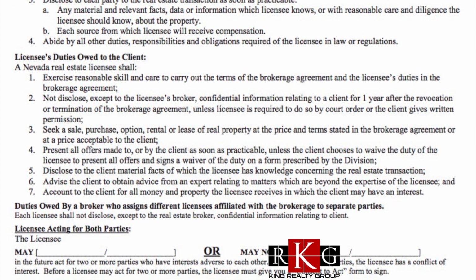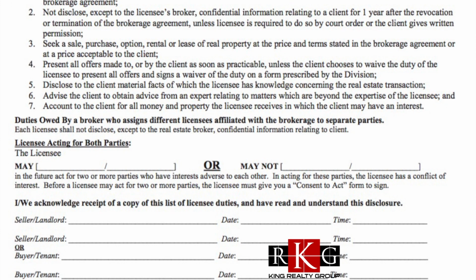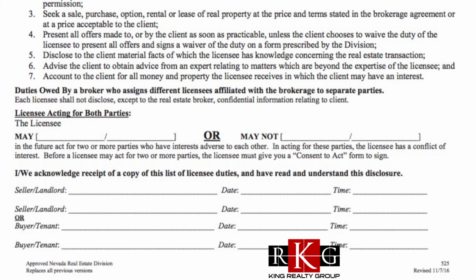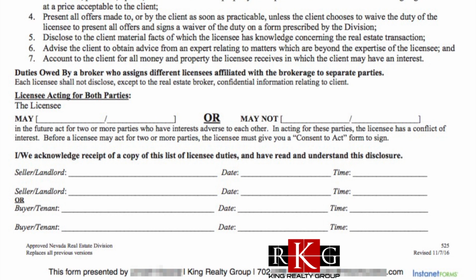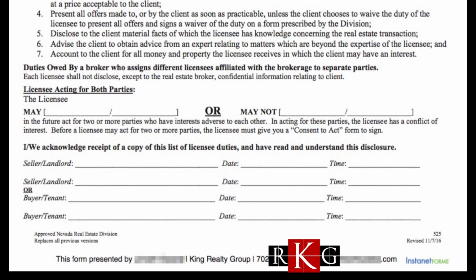Nevada's real estate brokerage statutes define agency as the relationship between a principal, client, and an agent or broker, arising out of a brokerage agreement in which the agent agrees to do certain acts on behalf of the principal in dealings with a third party.